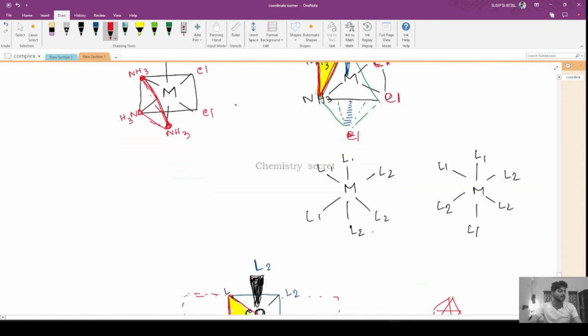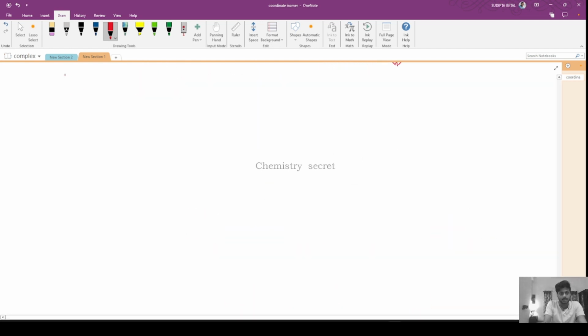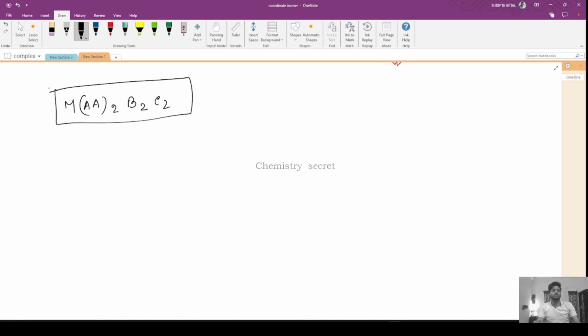Now, if we take the next example, in this example we can see the atom which donates two electrons at a time, or AA. What is the example of a chelating ligand? Okay, so in these cases, three isomers are possible. What are the isomers? Let us see examples of the isomers, and how we can consider this structure first.